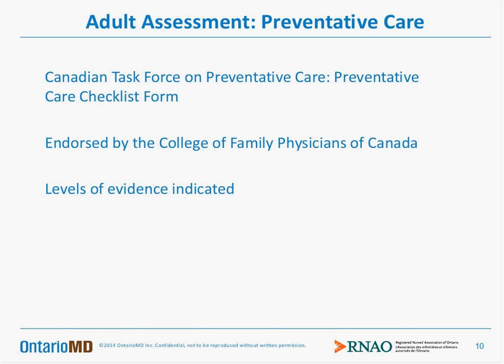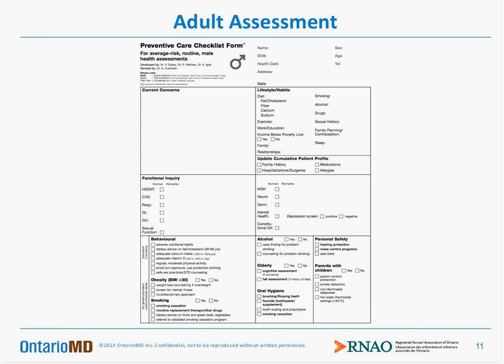Adult population, in terms of preventative care assessments, and as we know, there's been a lot of change in terms of how we're looking at doing complete physicals and so on for adults. One great checklist and form that's been in use for many years is the Preventative Care Checklist form. That was developed by the Canadian Task Force on Preventative Care several years ago. It's endorsed again by the College of Family Physicians, and all the levels of evidence are also indicated on that form too. So you're doing evidence-based assessment and teaching with your patients.